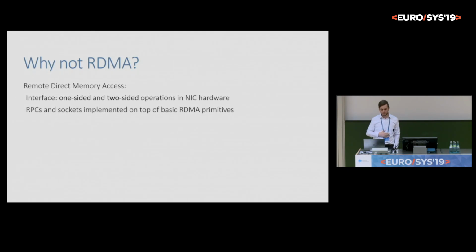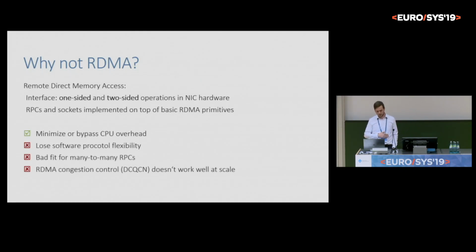Another solution is RDMA. RDMA provides either one-sided or two-sided primitives in hardware to remotely access memory on other hosts directly. And you can implement RPCs and sockets on top of these basic RDMA primitives. By doing these operations in hardware, we can minimize or bypass CPU overheads. However, by offloading part of your protocol to hardware, you lose flexibility to adapt and evolve it, and RDMA is a bad fit for many client-to-many server applications with thousands of connections. There simply isn't enough NIC state to handle it, and RDMA congestion control does not work well at scale.